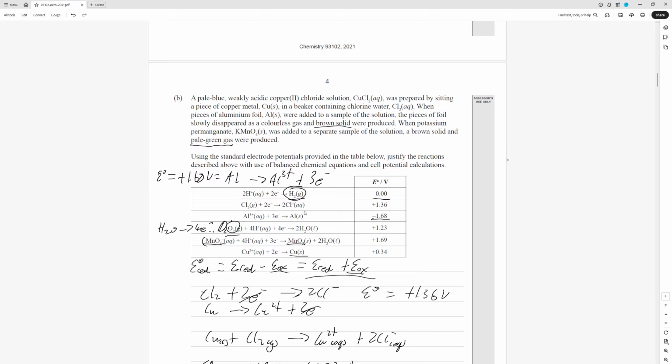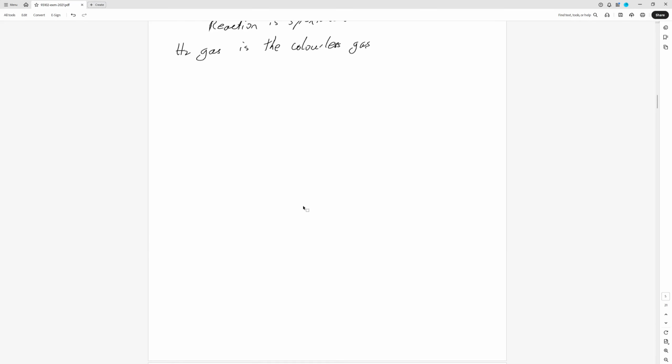And we get a pale green gas. There's only one gas that can be, and that's going to be your chlorine gas. So therefore we already have our 2 equations. That's just going to be MnO4 minus, 4H plus, 3e minus to form MnO2 plus 2H2O. And it's going to be the reverse reaction, so we get 2Cl minus to form Cl2 plus 2e minus.